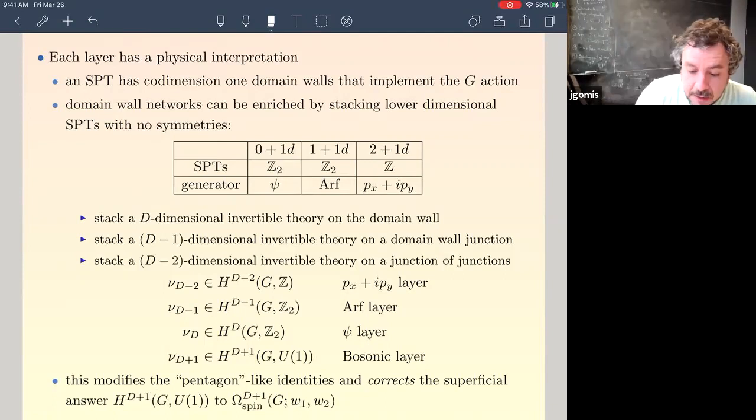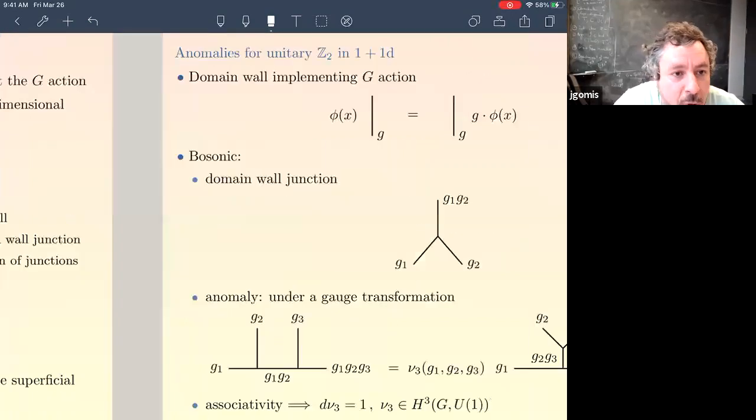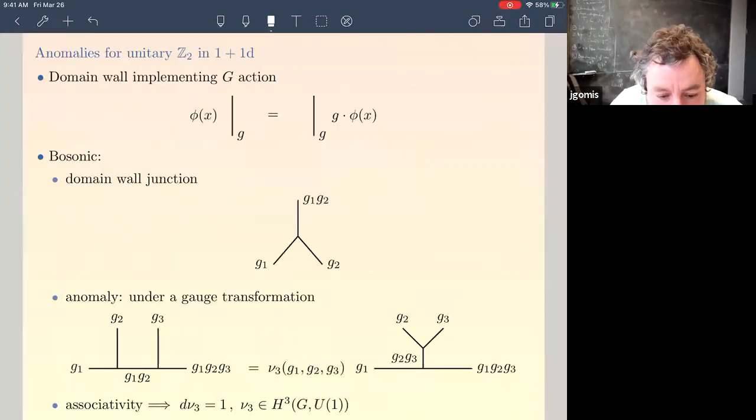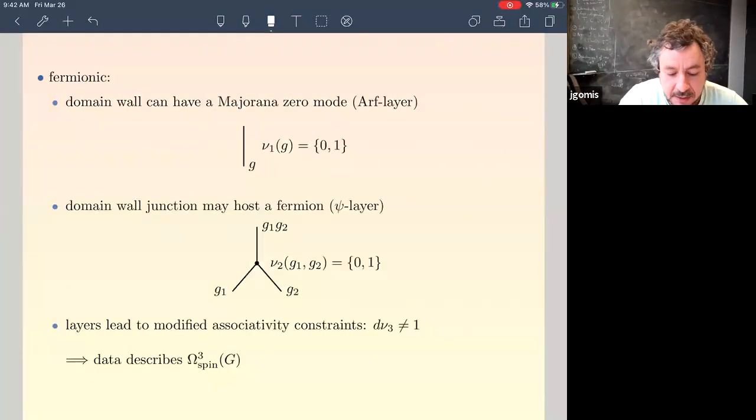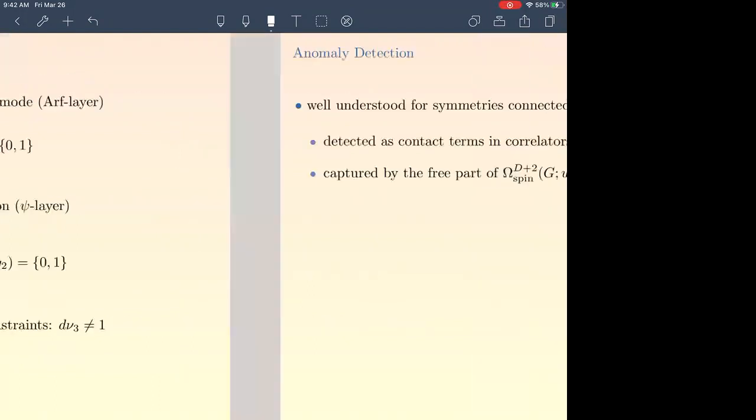Roughly speaking. Good. So here I was going to give you an explicit example of how this works, but given the time, I think I will pass it. Essentially, this was a very simple example of how the existence of an SPT phase in 0+1 dimensions and 1+1 dimensions changes the pentagon identity to something non-trivial, which describes the data of the spin cobordism group. But in words, what I'm saying is that the existence of these lower dimensional degrees changes the associativity relations and builds for you the cobordism group.